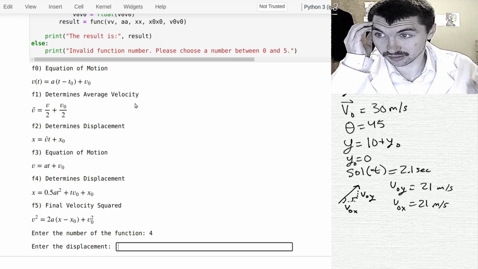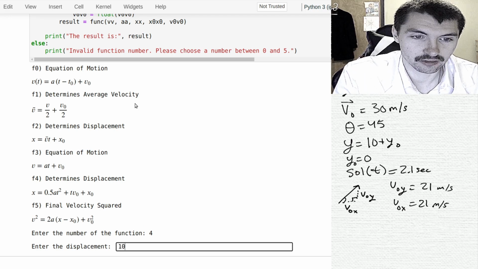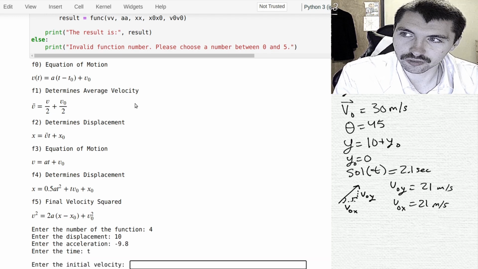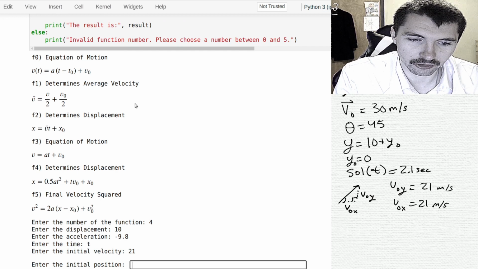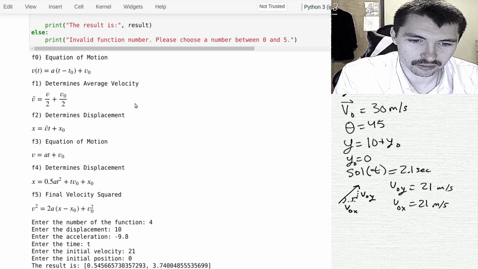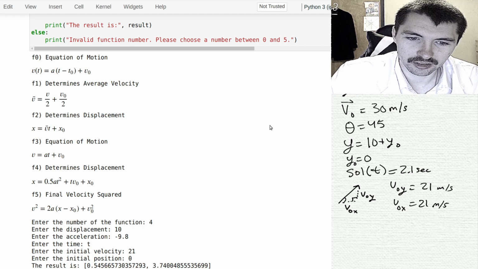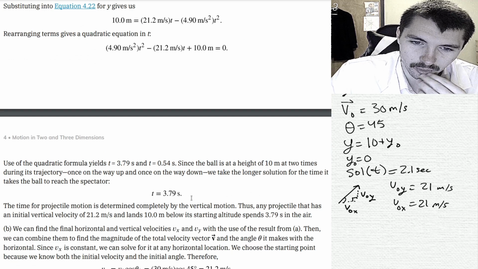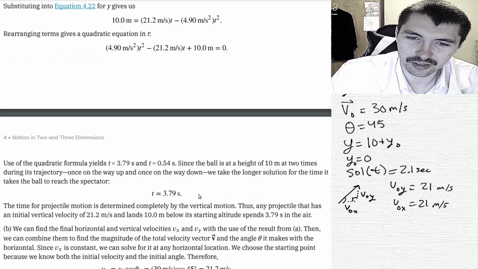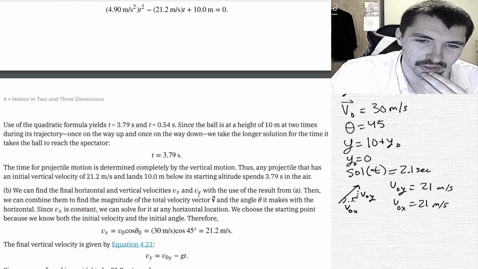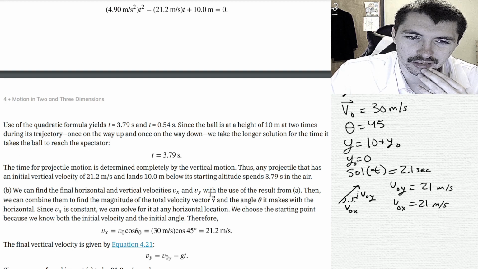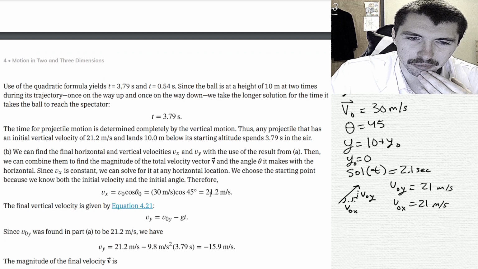Displacement is 10. Negative 9.8 times t. Initial velocity is 21 in the y direction. Initial position 0. So 3.7. Okay, so our calculator works. The hard part is picking which function we want. So we're basically doing the same thing as the first chapter. So maybe this is just review. I'm not really sure.